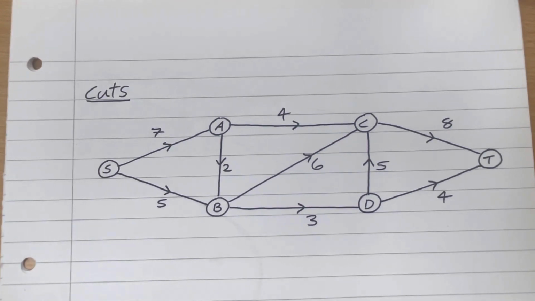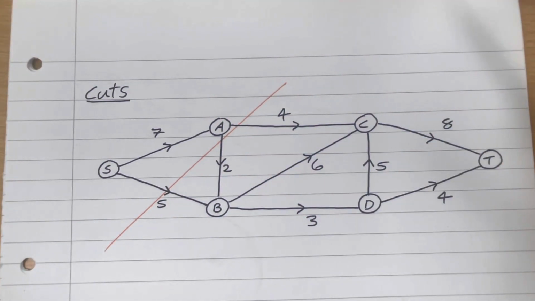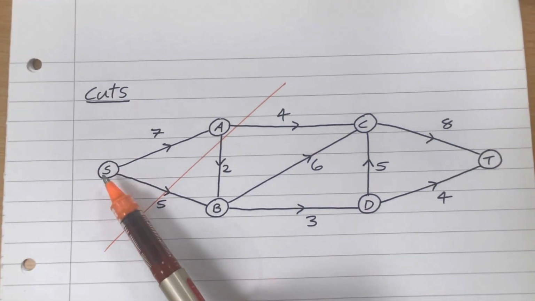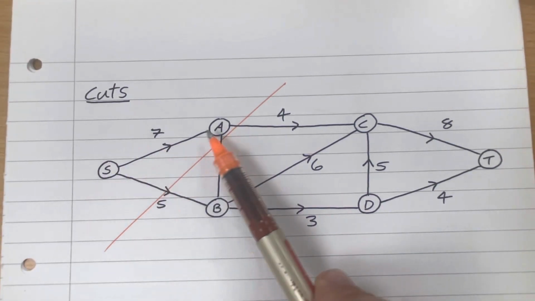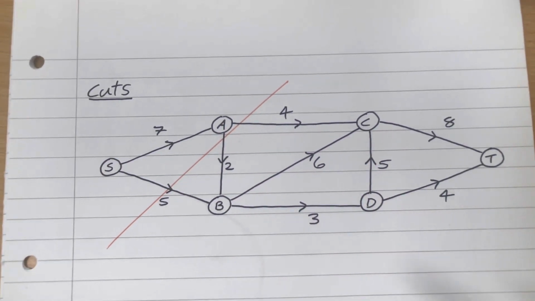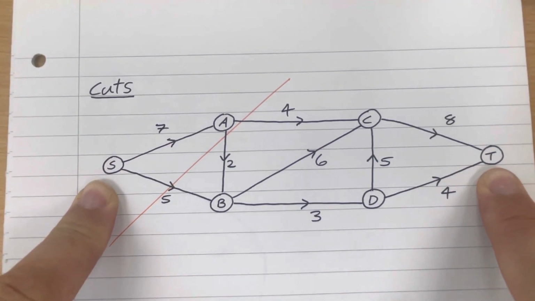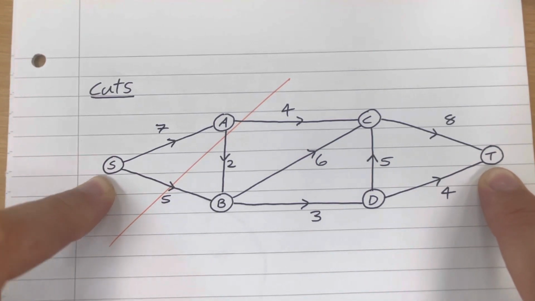So, for example, let's have a look at just cutting there. So what I've done is I've just sliced this network in two. We've got nodes S and A on the left-hand side of my cut line, and then nodes B, C, D, and T on the right-hand side. For a cut to be a valid cut, the source and the sink must be on opposite sides of the cut. They cannot be on the same side.